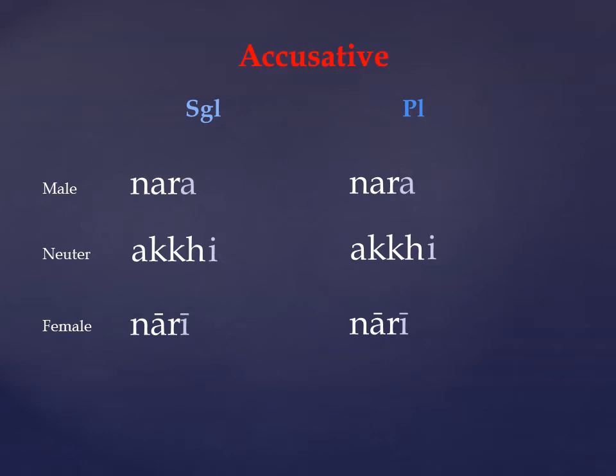And if we want to form the accusative, we have to use the accusative endings. In the singular, we shorten the vowel and add an m to get naram, akkhim, and narim. And of course, to form the plural accusative, we add on the plural endings. The neuter and feminine accusative endings are the same as the nominative, but for the masculine, nara becomes nare.